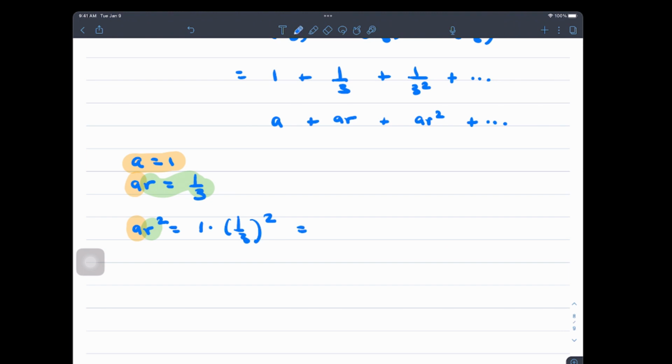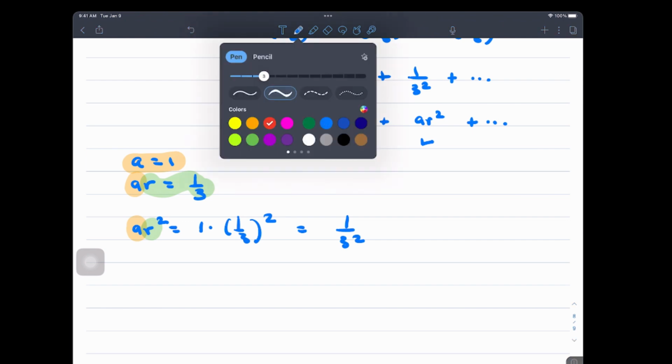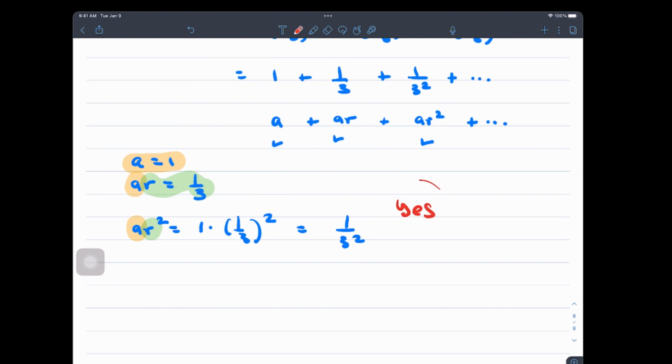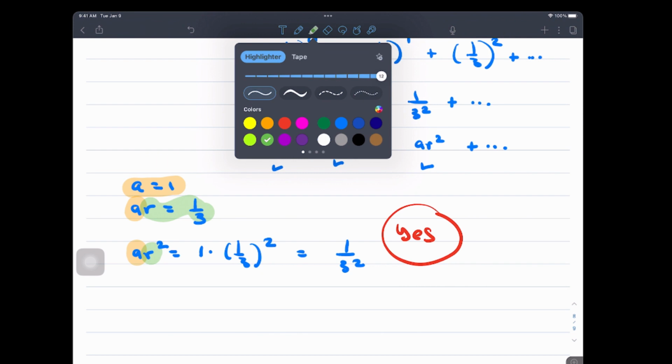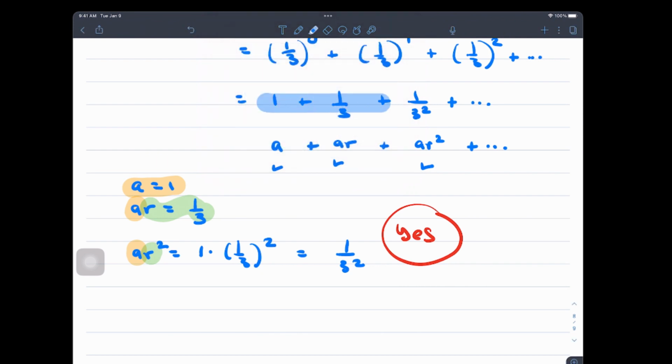So this becomes 1/3 to the second power. So is it true? If a is 1, ar is 1/3, is ar squared 1/3 squared? The answer is yes. You know what that means? It's geometric. So these terms here, right in here, are geometric.